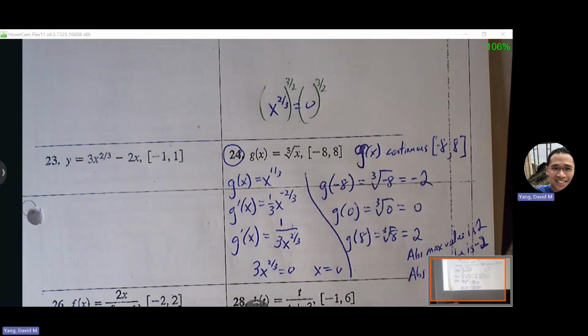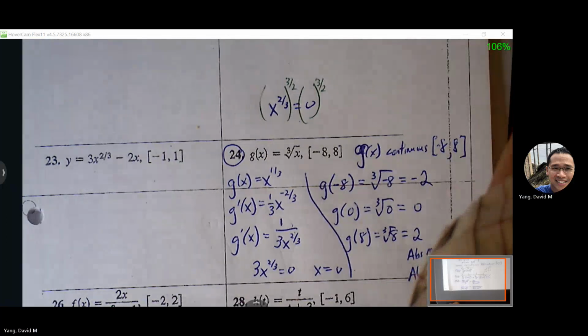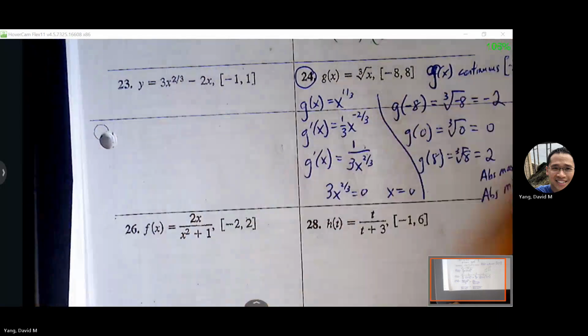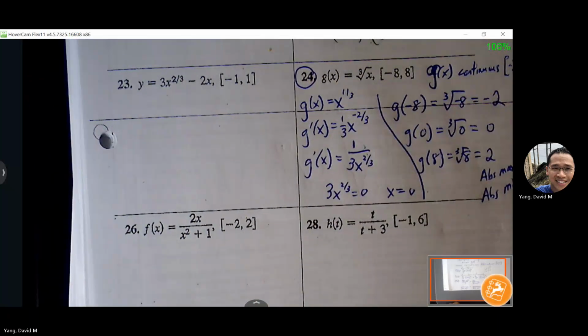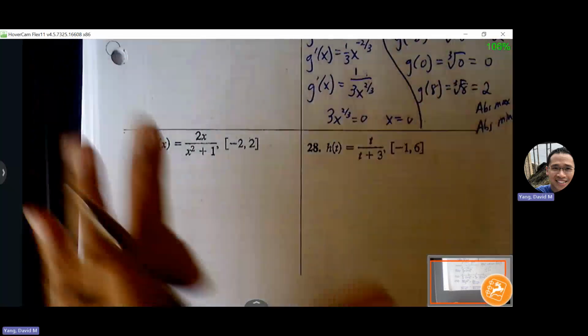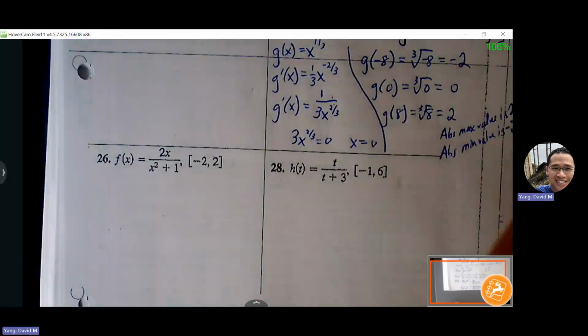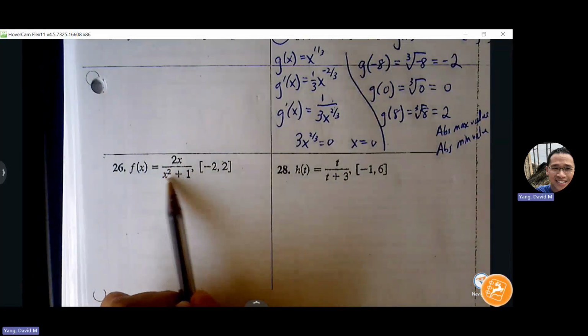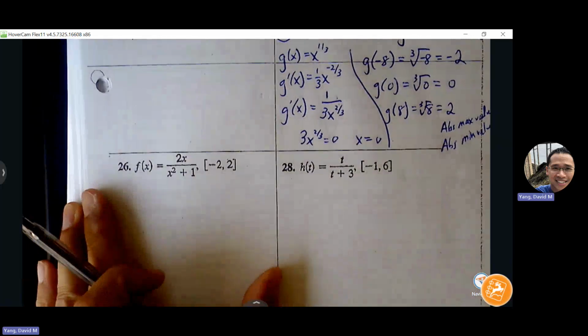Sorry. Which one? Okay, let's do the last one here, 26. Thank you. All right, 26. We have to make a statement about continuity. Now, we do see a denominator here, but are we going to have any issues with continuity?